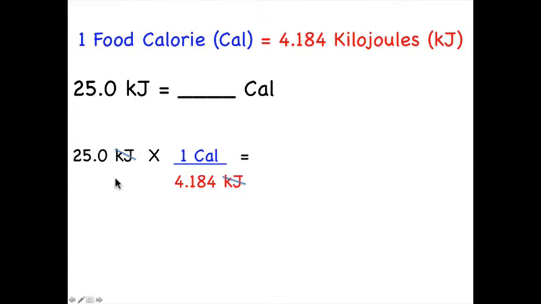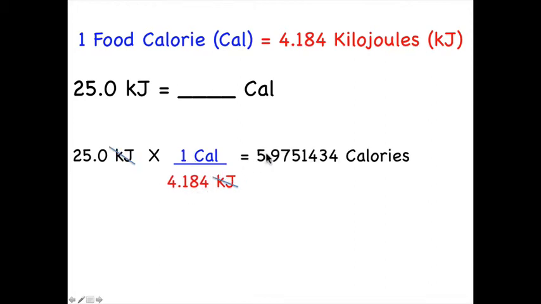Kilojoules are canceled. All I have to do is take my 25.0 times 1 food calorie. I usually hit equals at this point in my calculator before I divide. It's not always going to be 1. Sometimes it'll be another number, but in this case it is just 1. So 25.0 times 1 equals, and then divide that answer by 4.184.